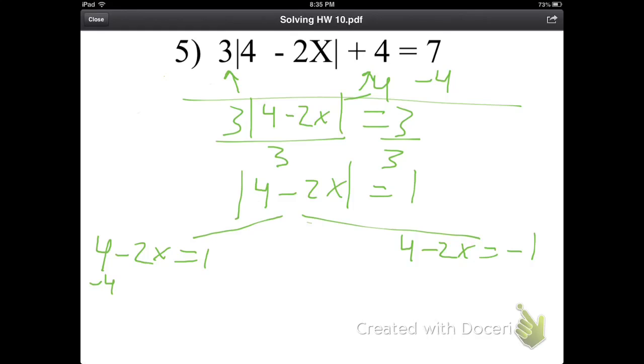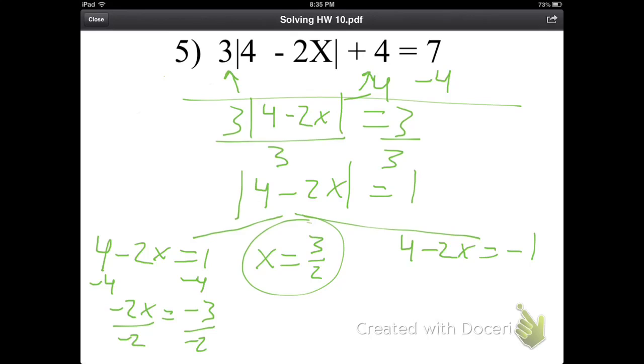Here I'm going to subtract 4 from both sides, because I want to get x all by itself. On the right side, I have negative 3. I'll divide by negative 2, divide by negative 2, and we have x is equal to 3 over 2, because the negatives cancel. So there's one answer.